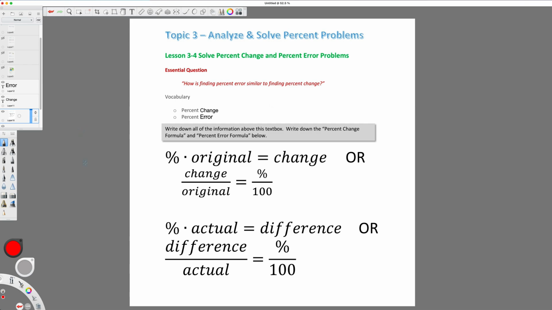Alrighty, welcome to the notes video for lesson 3-4. This one is about percent change and percent error. We've been using the proportion or the equation to do percent problems. These are just two specific kinds of problems. You get to pick which way you do it. Most of the time I will use the equation, but you are more than welcome to use the proportion version.